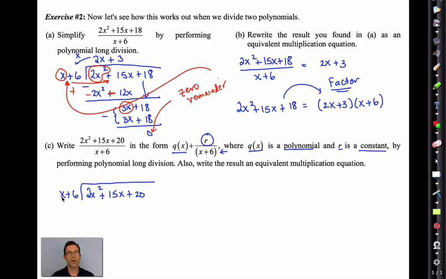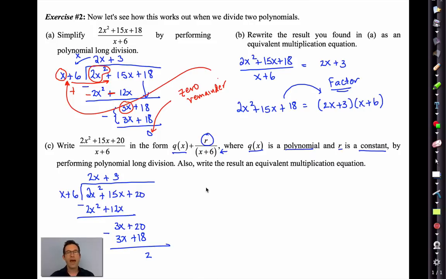So I need to figure out what I multiply x by to get 2x squared. That's 2x. So I get 2x squared plus 12x. I subtract: 2x squared minus 2x squared is 0. 15x minus 12x is 3x. Again, I want to make sure that this matches up, so I have to put a plus 3. So 3 times x is 3x. 3 times 6 is 18. But now when I subtract, 3x minus 3x is 0, and 20 minus 18 is 2.